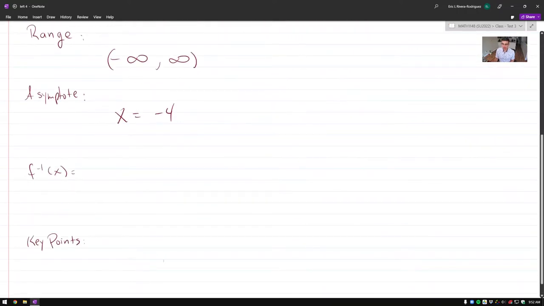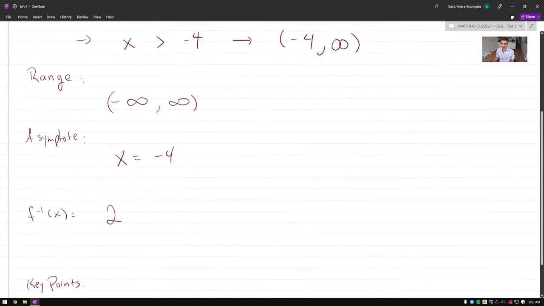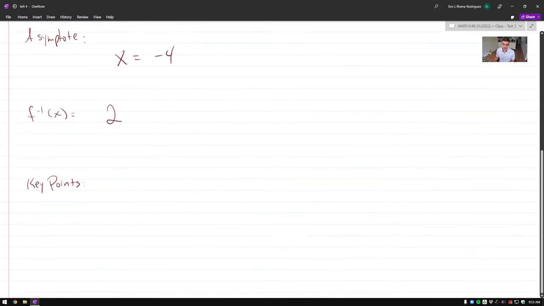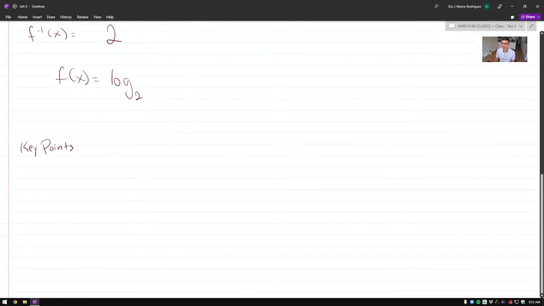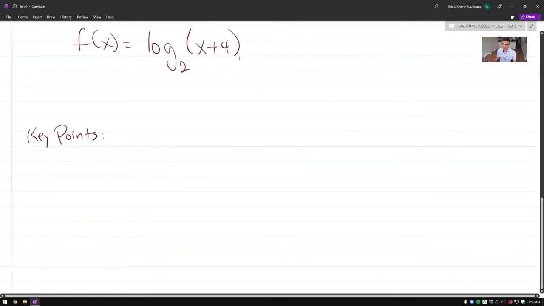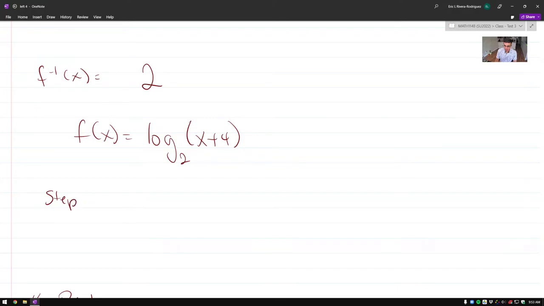I see the inverse here. The inverse will be, this one's interesting. Remember the steps to write the inverse? So let me put here the function. What are the steps of writing an inverse of a one-to-one function? Step number one is to replace f of x with y.